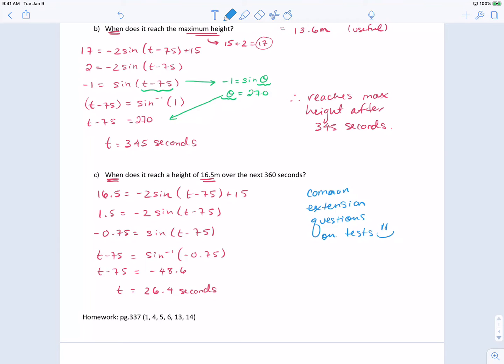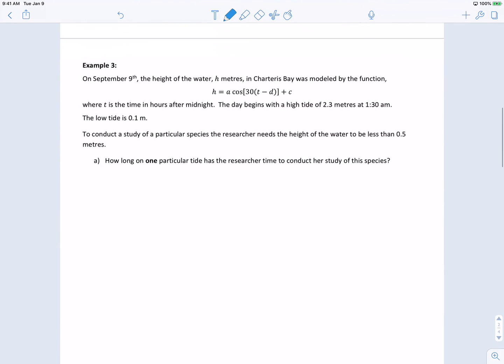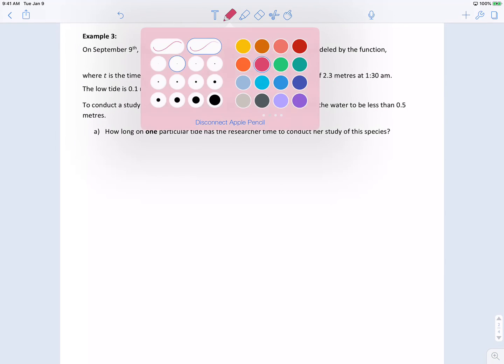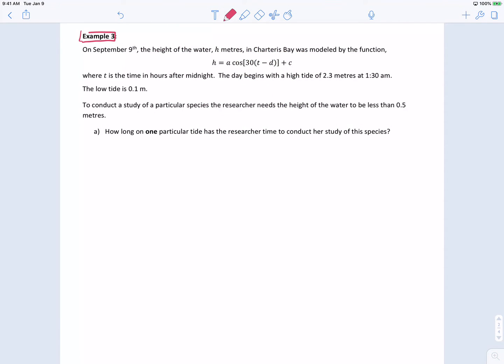We're going to look at one more example before I sign off today, and you have the rest of class to prep your work. In this example, it says we're talking about water in a bay according to a cosine function. Notice it's a cosine function here, but what's great is they've actually given me the period. T is specifically the time for the hours after midnight. It tells me that the day begins with a high tide of 2.3.